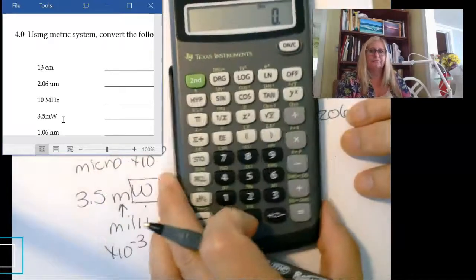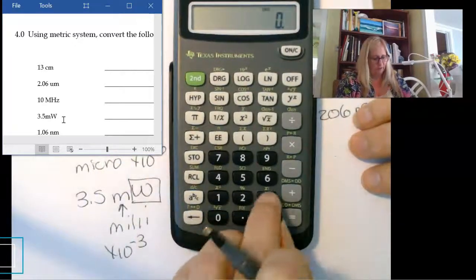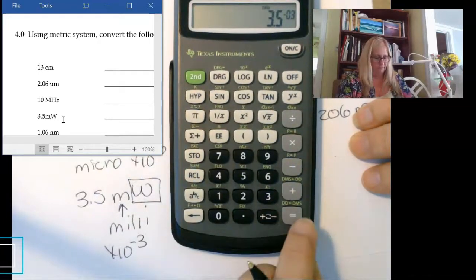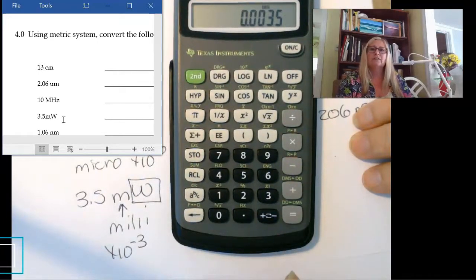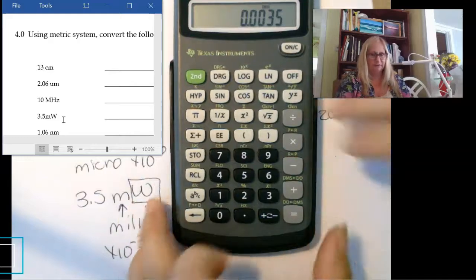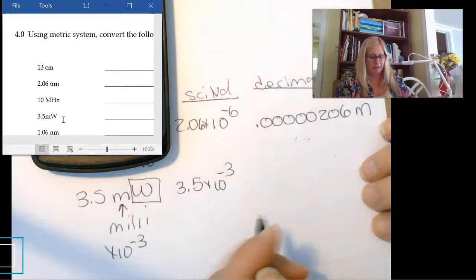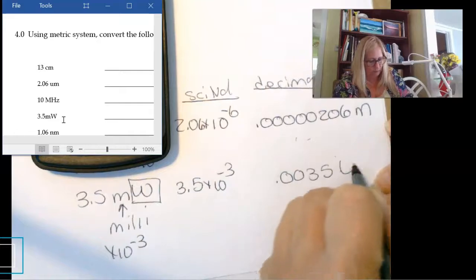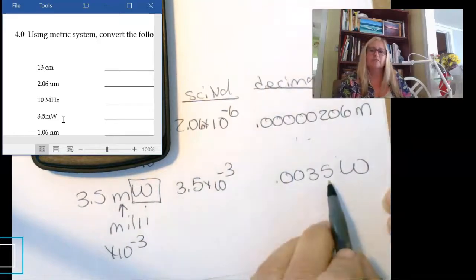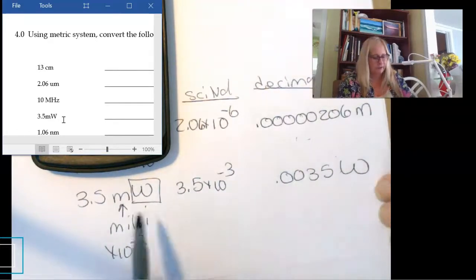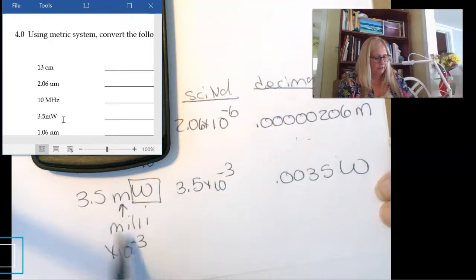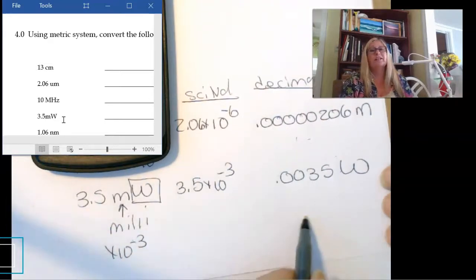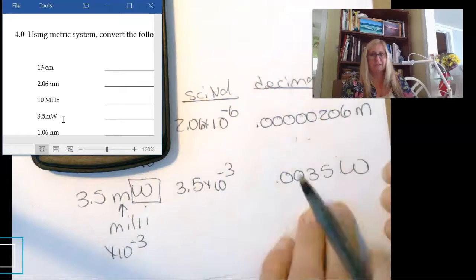So let's do that. 3.5 EE -3 equals 0.0035. So on my paper, I would have 0.0035, and this is watts. Now you easily could have done this one because of the milli. You would just move it 3 spaces, and you can do that as well, as long as you get the decimals in there.